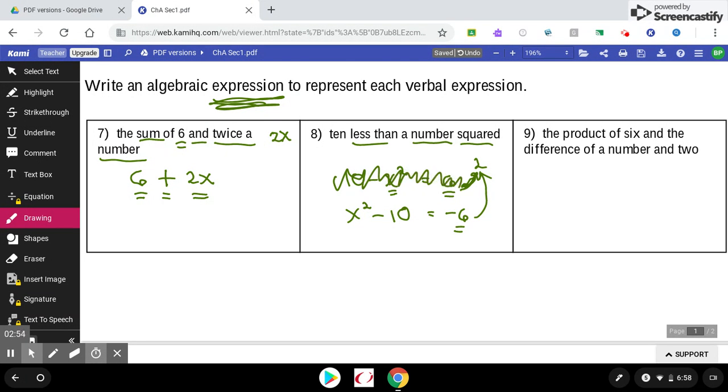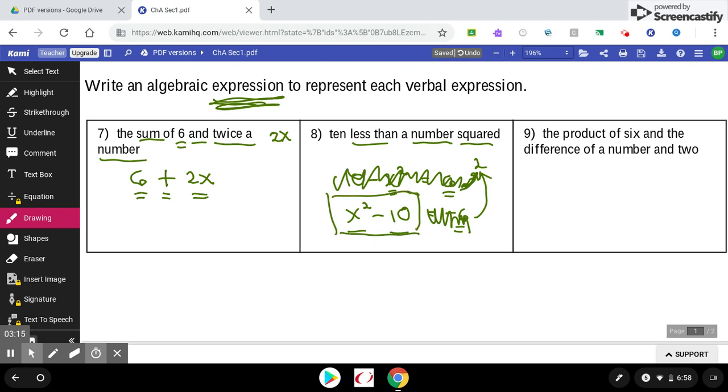So sometimes just making up an example, making up a number is helpful. I have no doubt that everybody would have written x squared to represent a number squared. And I have no doubt everybody would have written a 10 and a minus sign. So the question is, which direction did it go? And that's a good way to check. So here's your answer for this guy.